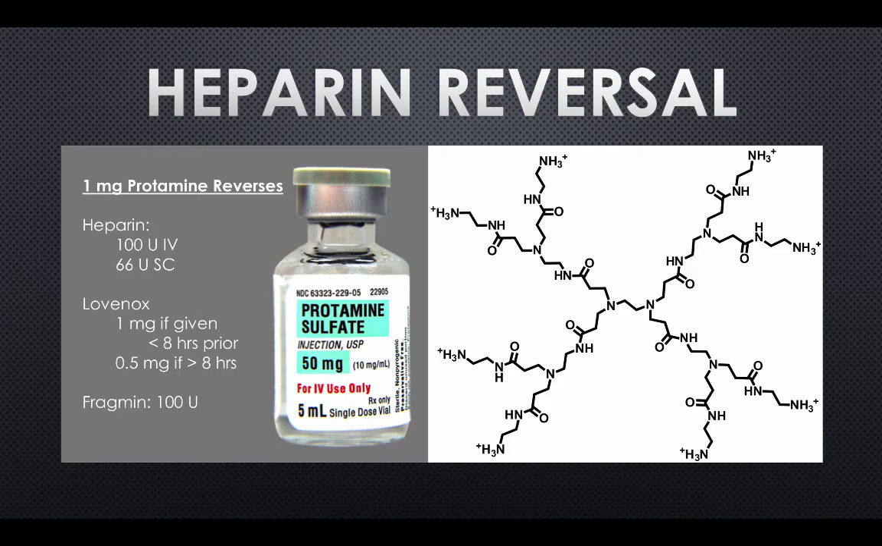In Lovenox, there is a 1-to-1 ratio of 1 milligram protamine for every 1 milligram Lovenox, if reversal is given less than 8 hours since the last dose. If the time frame is longer, the ratio is 1-to-2 of protamine to Lovenox. A baseline anti-10A activity level should be obtained prior to administration of protamine for low molecular weight heparin so that this level can be followed while the patient is admitted.